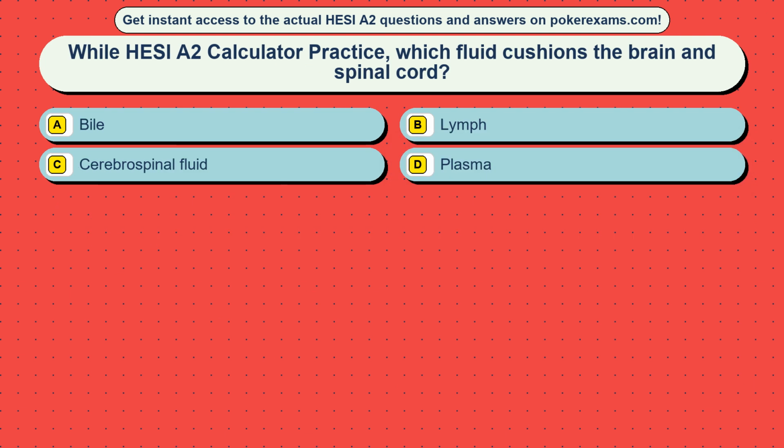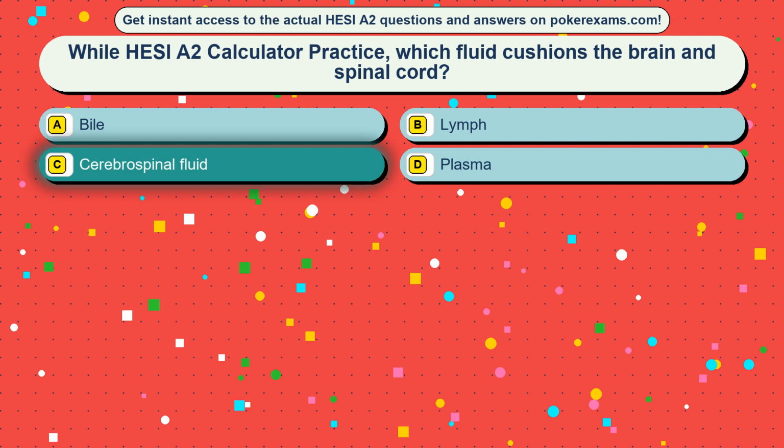Question 27. While HESI A2 Calculator Practice, which fluid cushions the brain and spinal cord? Option A, bile. Option B, lymph. Option C, cerebrospinal fluid. Option D, plasma. The correct answer is option C, cerebrospinal fluid.